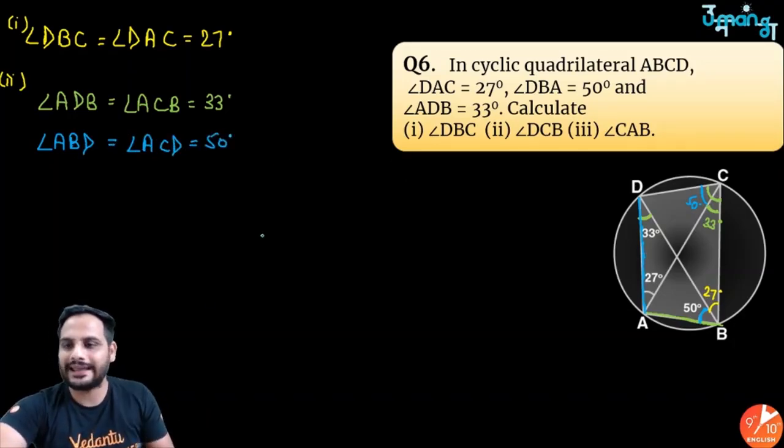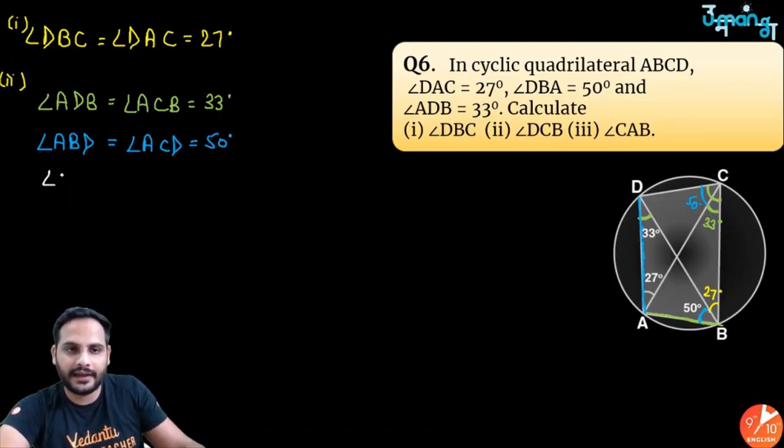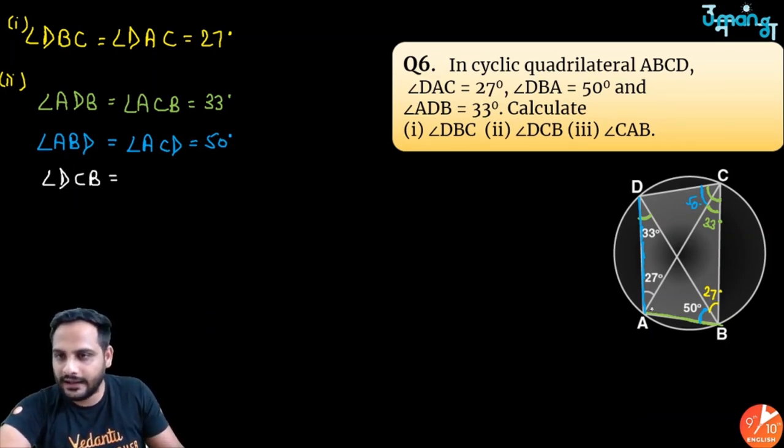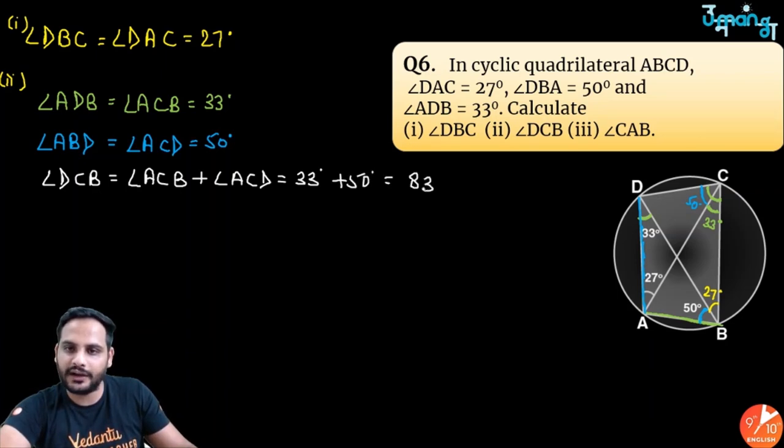So now I can clearly say, sir, my angle DCB will be equal to angle ACD plus angle ACB. Angle ACB is 33 degrees plus 50 degrees, which is equal to 83 degrees. Second part also solved. Third one, angle CAB.